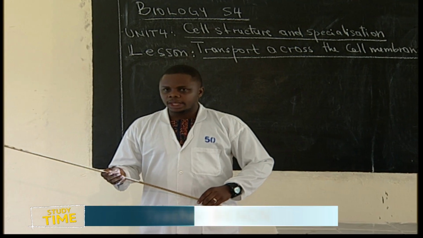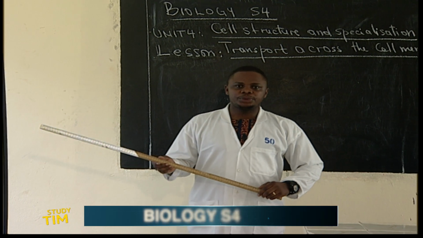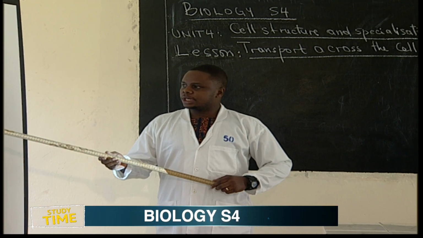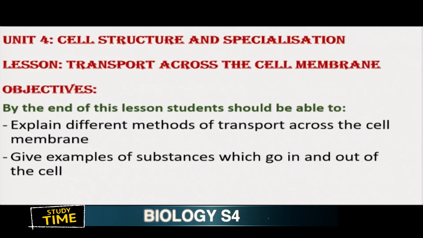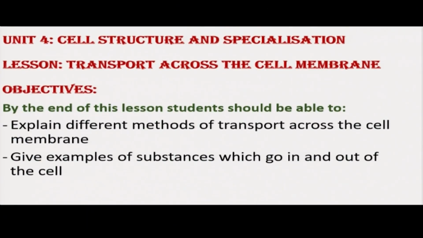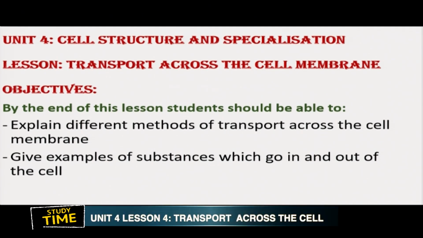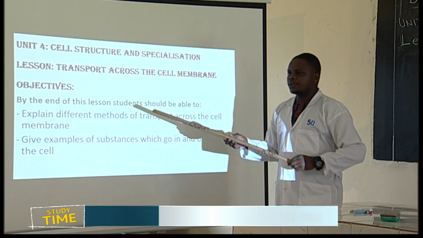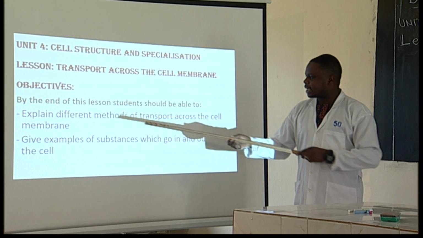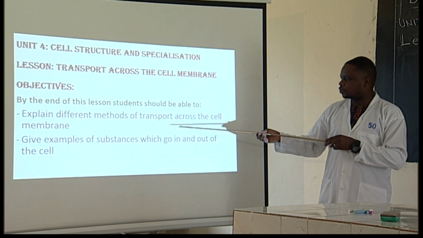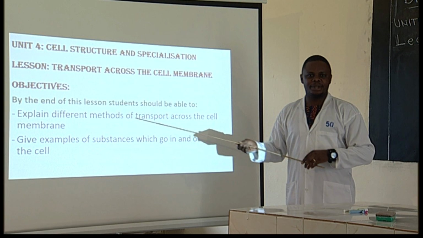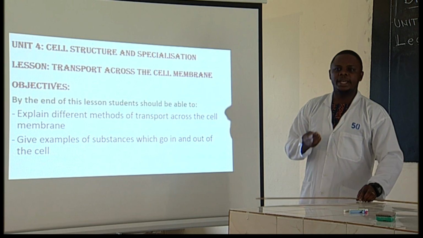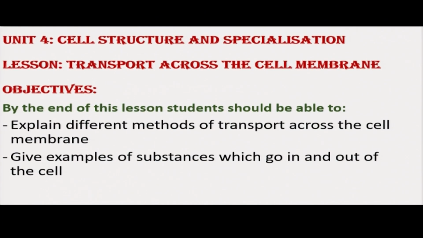Students, this is what we are going to do today. Our lesson is from Unit 4 of Senior 4, which is cell structure and specialization. The lesson is transport across the cell membrane. The objectives of our lesson today are to explain different methods of transport across the cell membrane and give examples of materials which go in and out of the cell.